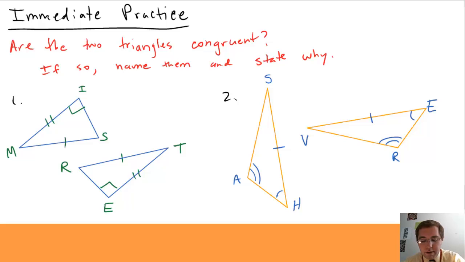So number one, you know angle I and angle E are both right angles. MI is congruent to ET, and MS is congruent to RT. Do you know those triangles are congruent? Number two, angle A is congruent to angle R, angle H is congruent to angle E, SH is congruent to VE. Do you know those two triangles are congruent? If so, name them and give me a reason why. That is the end of section 4.5.